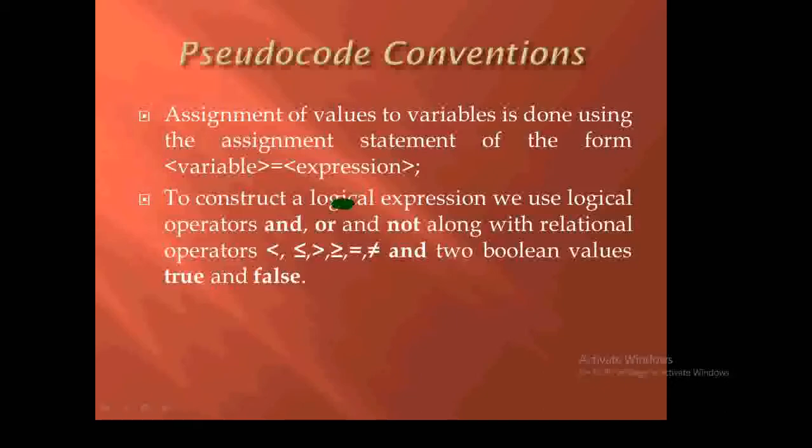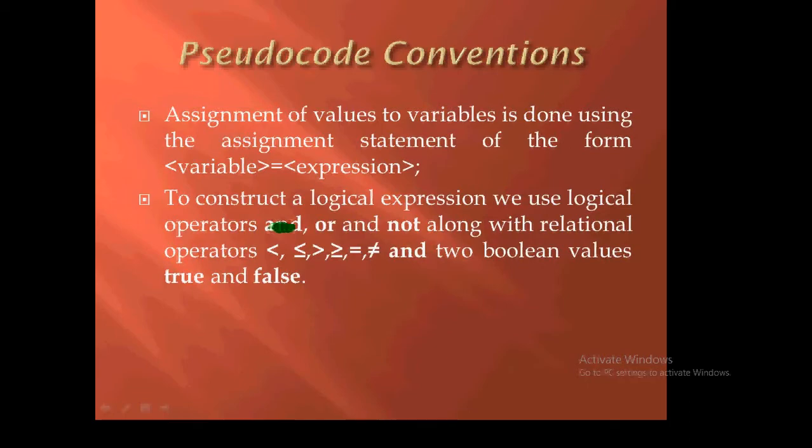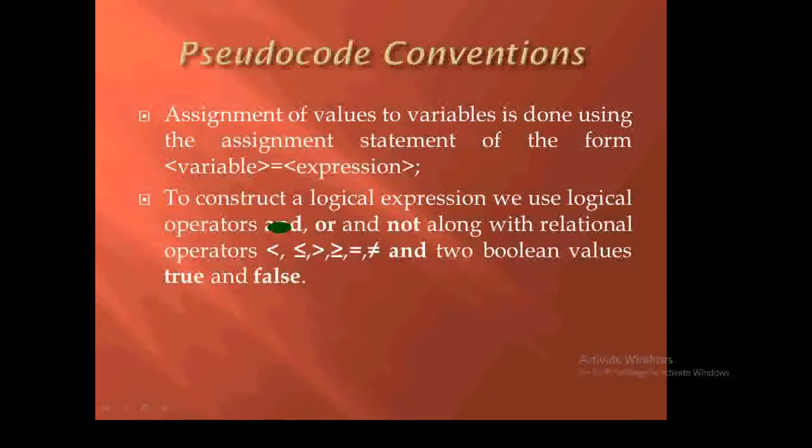So, to construct any logical operation, we use logical operators such as and, or and not, along with the relational operators less than or equal to, greater than or equal to and not equal to, and we also use two Boolean values. They are true and false.